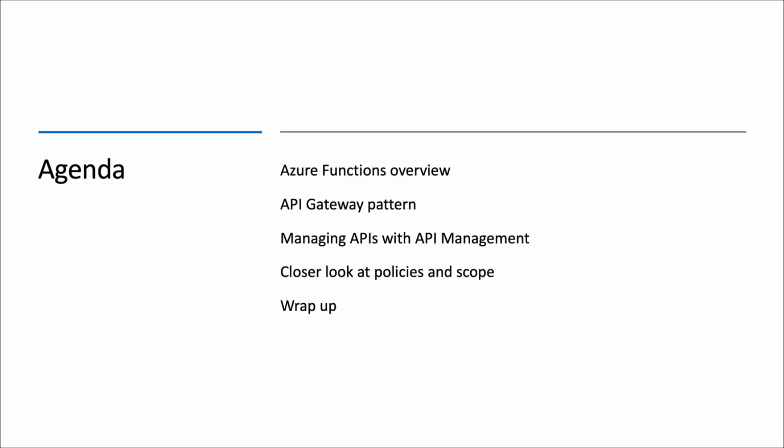The plan is to start with a high-level overview of Azure Functions. This will include a discussion on the programming model as well as what makes it serverless. The next topic will be the API gateway pattern, which will set the table for how you can manage, scale, and even protect your APIs with Azure API management. I plan on providing a deeper look at policies and scope with the Azure API gateway, and we'll wrap it up with some key takeaways.